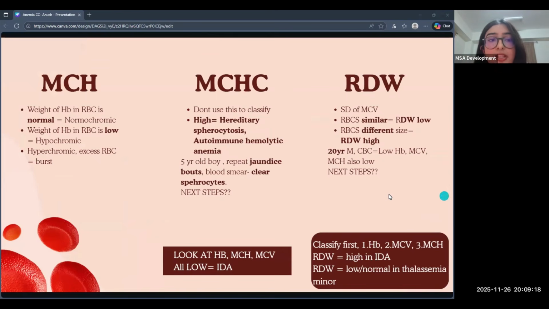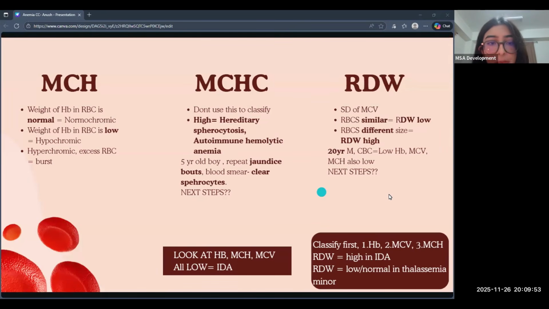Then we have MCHC. Remember that MCHC cannot be used to classify the different types of anemias, but it's high in hereditary spherocytosis and in autoimmune hemolytic anemias. We'll talk about how to differentiate between them a little later. Now, coming to the RDW, which is the size variation. If the RBCs are similar, the RDW will be low, and if they're different in size, it will be high.